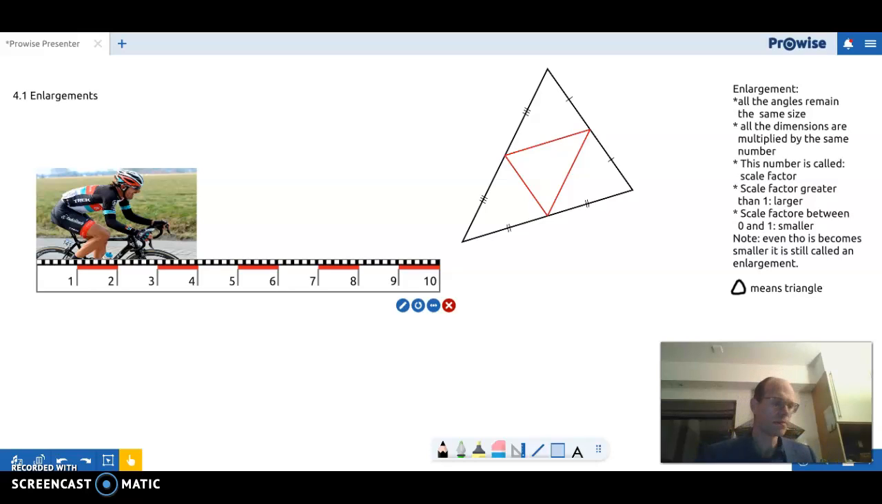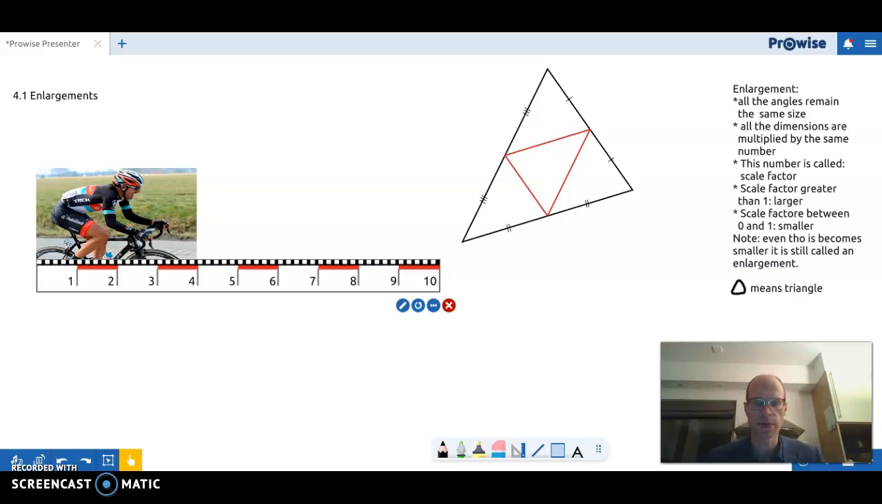Chapter 4 is about things that get bigger and smaller. Paragraph 1 is called Similarity, when it's the same. We're first starting with enlargements. And an enlargement is, for instance, a poster.